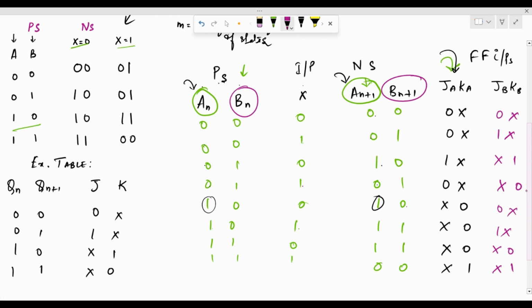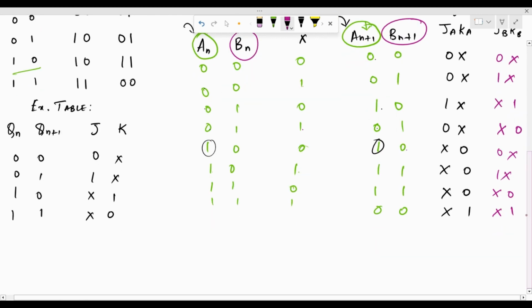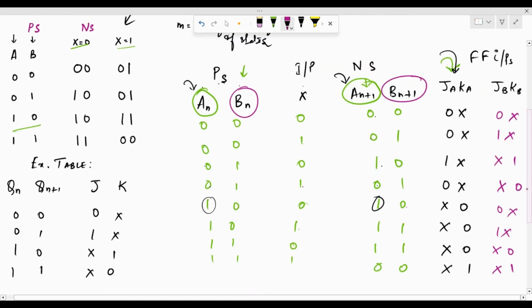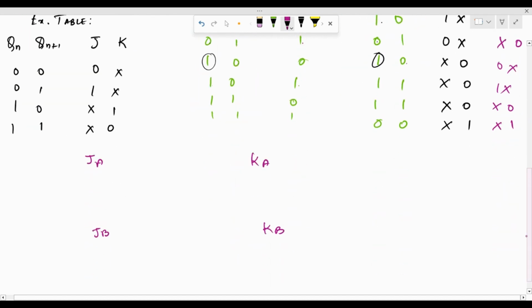We now need to obtain the expressions for JA, KA, and then for JB and KB. In order to do that, we need to frame the K map where, for flip-flop A, the inputs are going to be A, B and X. And for flip-flop B again, the inputs are going to be A, B and X. So this is going to be a 3-variable K map in each of these cases.